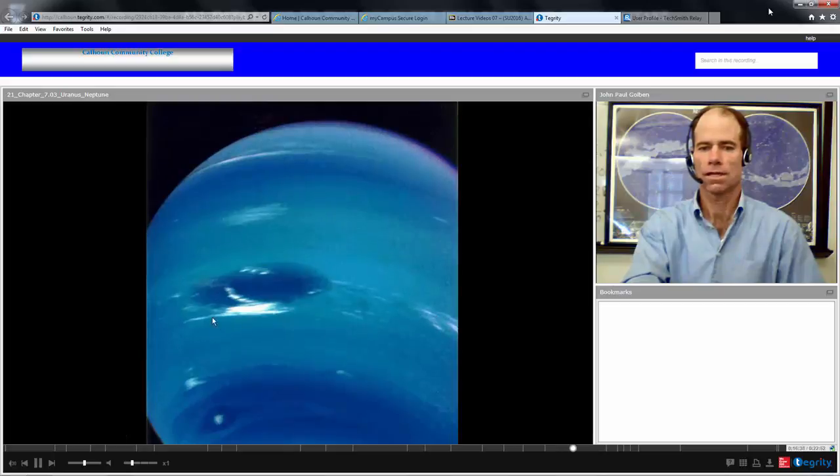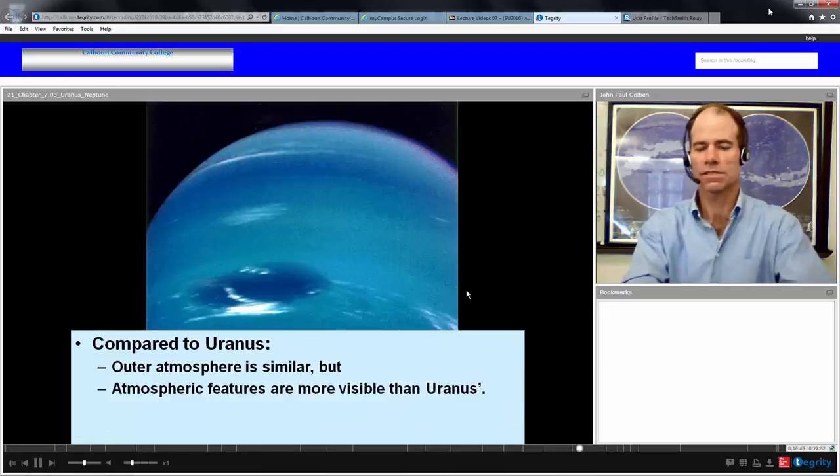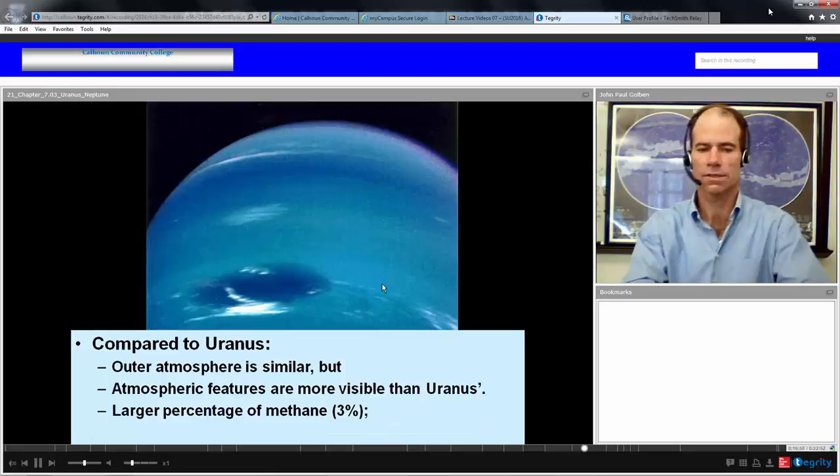Here's a look at Neptune. You can see some cloud-like structures here and the great dark spot. Compared to Uranus, the outer atmosphere is similar, but atmospheric features are more visible, at least than in the earlier picture of Uranus by Voyager. Now they both look kind of similar.